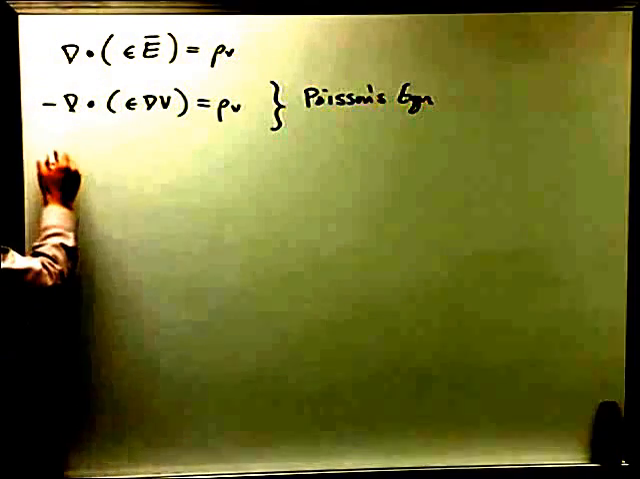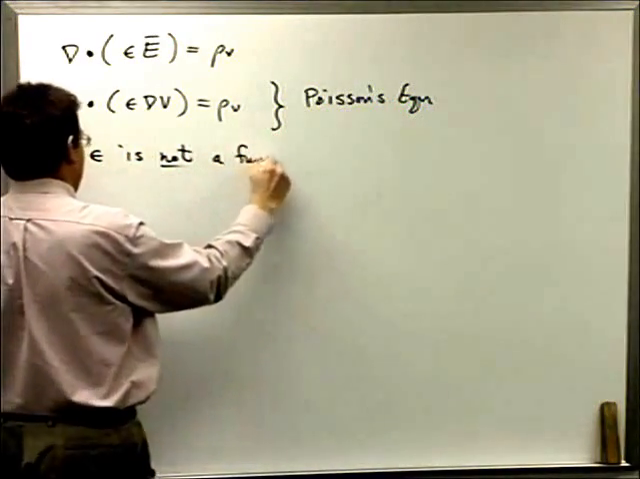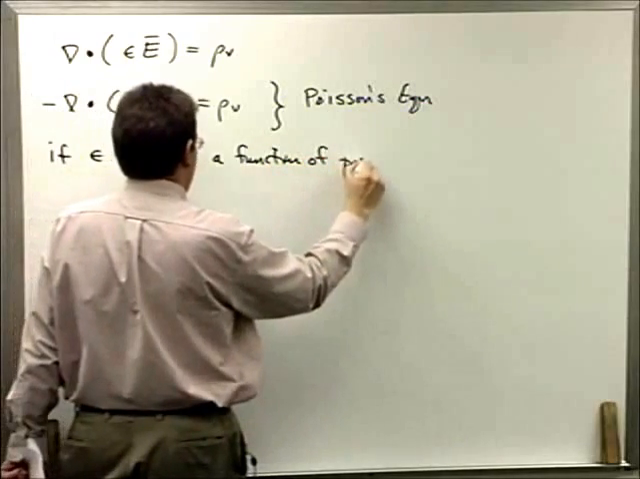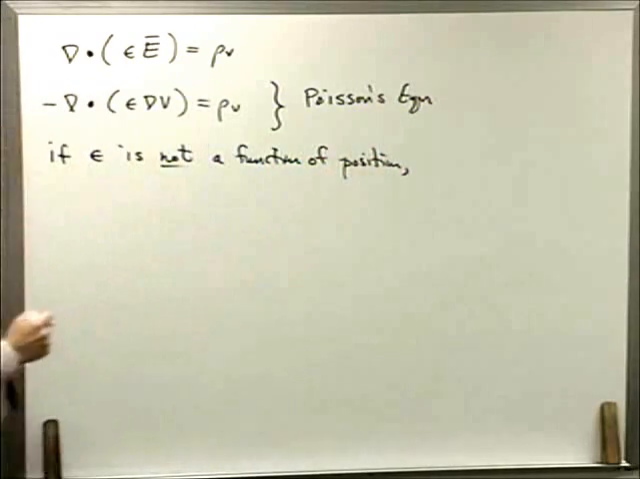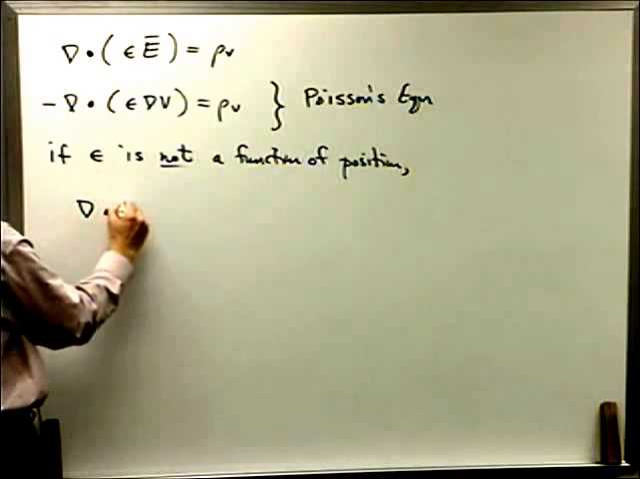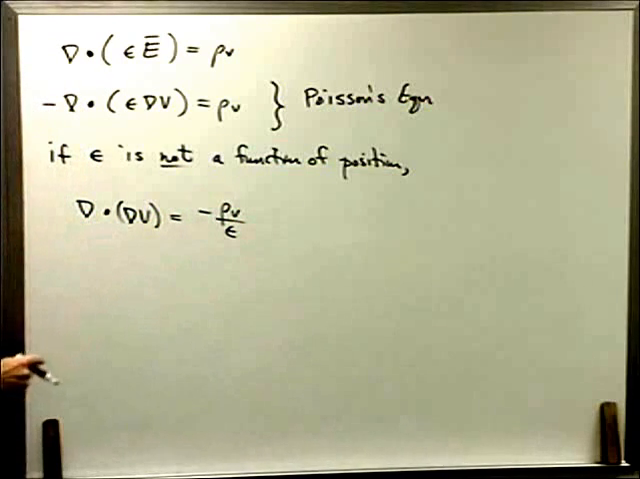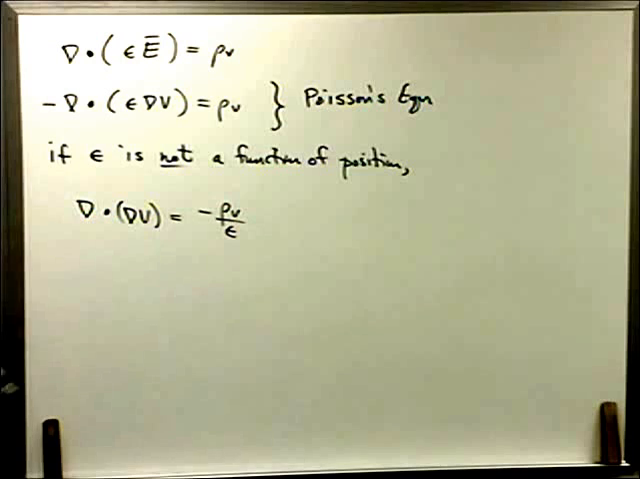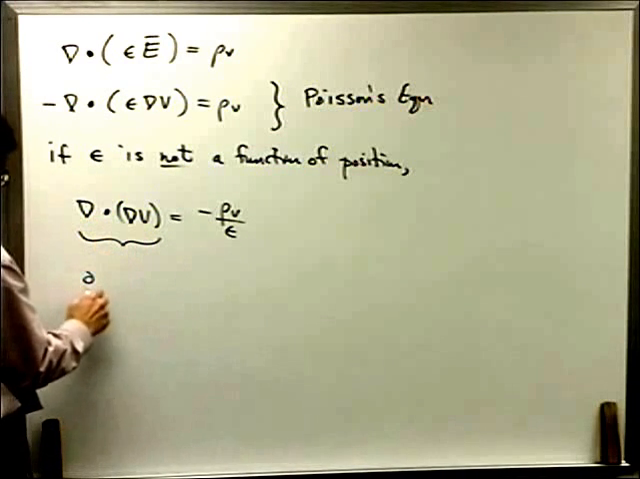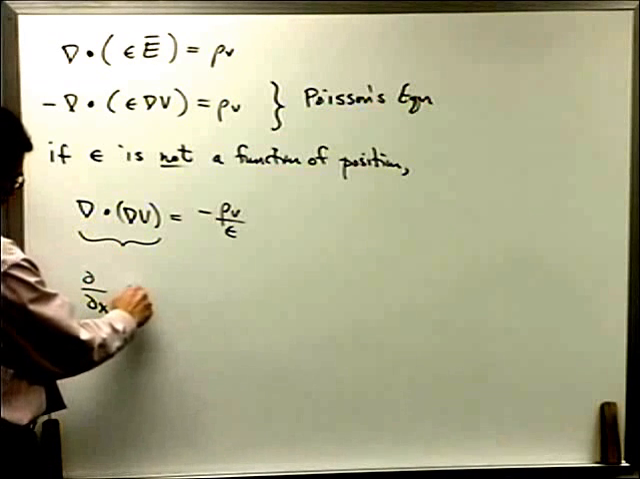If epsilon is not a function of position, then you can pull it out of the derivative. It's just a constant then, and you can write this as divergence of the gradient of V is equal to minus rho V over epsilon. And this divergence of the gradient of V, if you work that out, divergence is the x derivative of the x component of the gradient of V. The gradient has an x component that's basically dV dx.